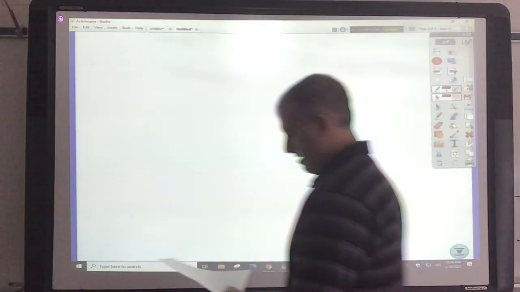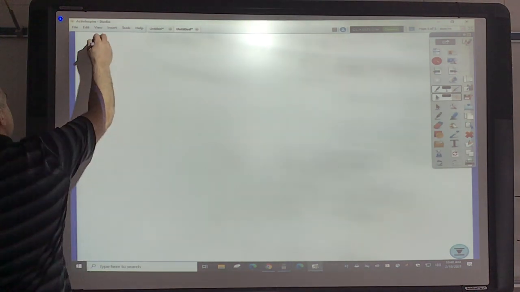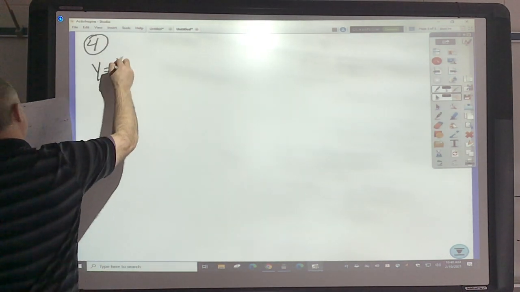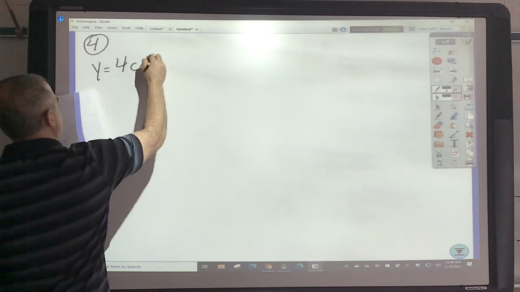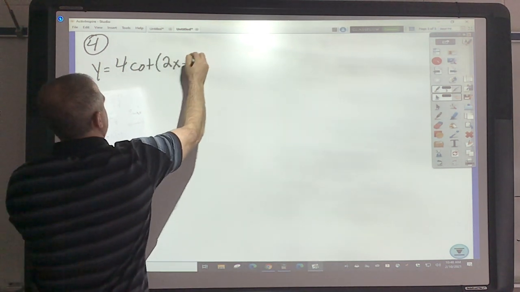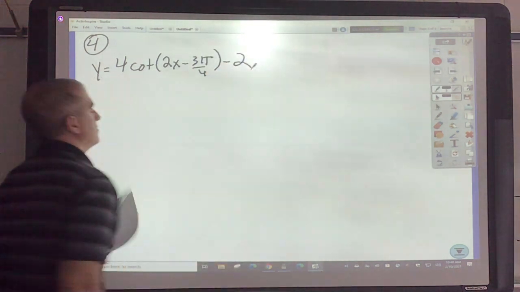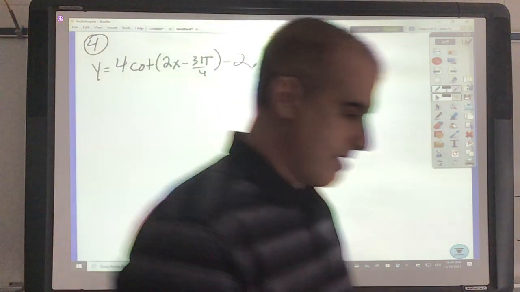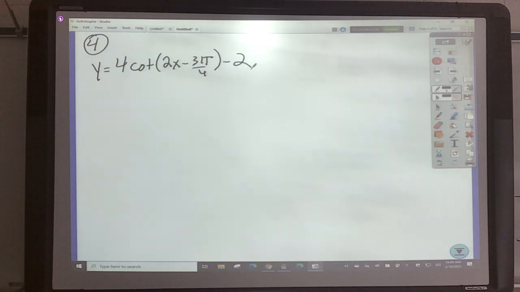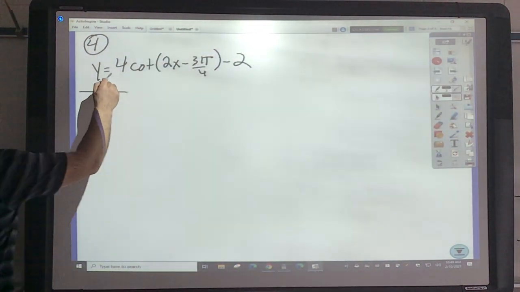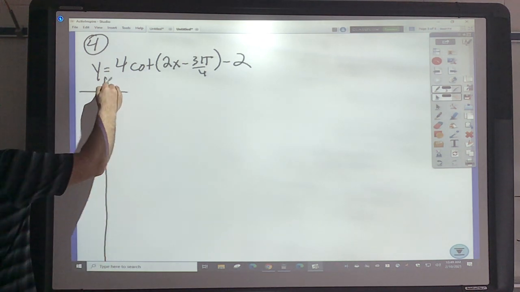Okay? All right. Let's do another cotangent one. All right, so we'll do y equals 4 cotangent of 2x minus 3 pi over 4 minus 2. Okay, let's go ahead and do this one. A little simpler in the fact that I don't have to do the double phase shift, okay?